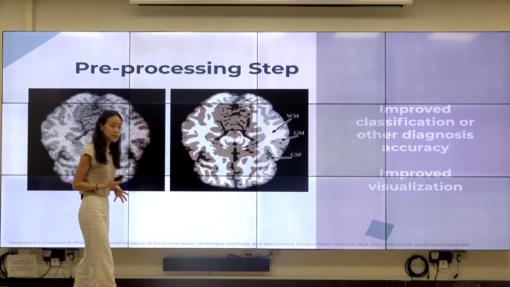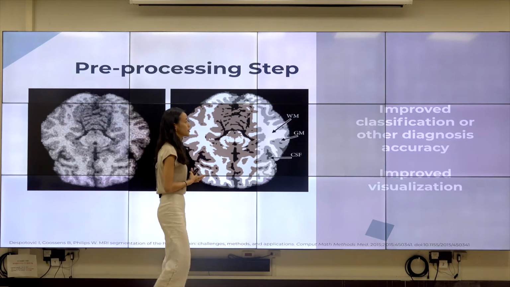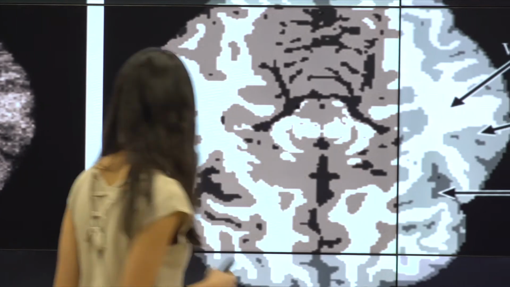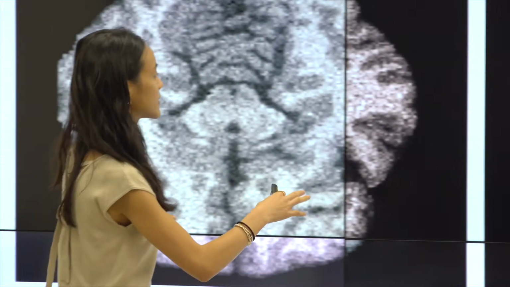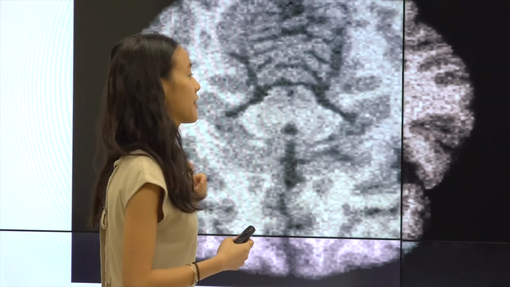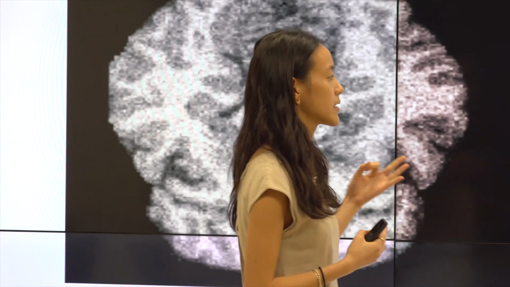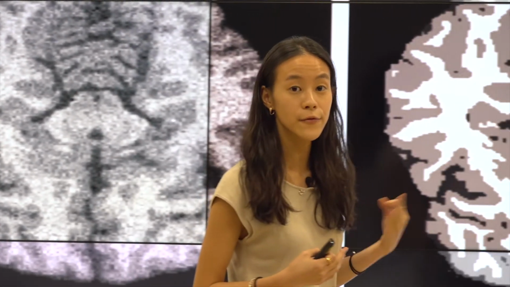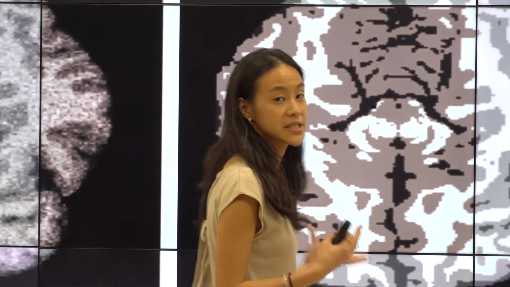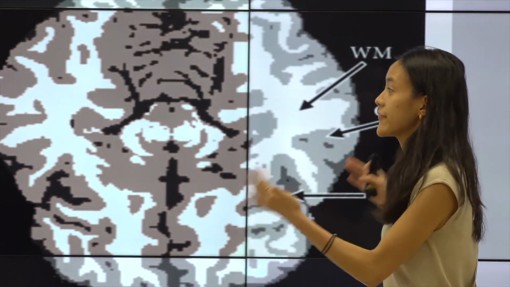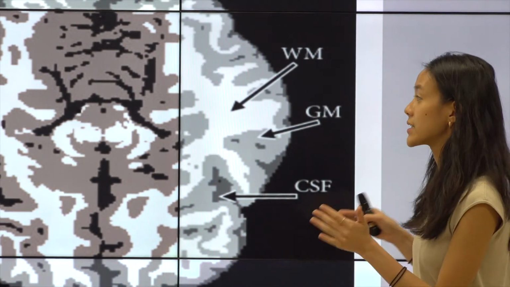So, using segmentation in a pre-processing step, as we can see in this image right here, you can see that this is very blurred. I think anyone who would look at this would not be able to segment what exactly is white matter, what exactly is the gray matter, or what exactly is the cerebral spinal fluid. However, with segmentation methods, as you can see, the difference between these is extremely clear.